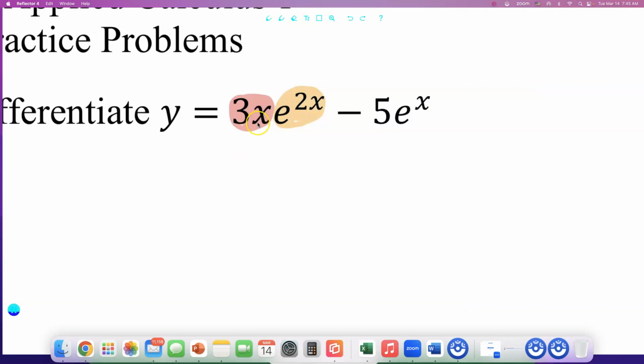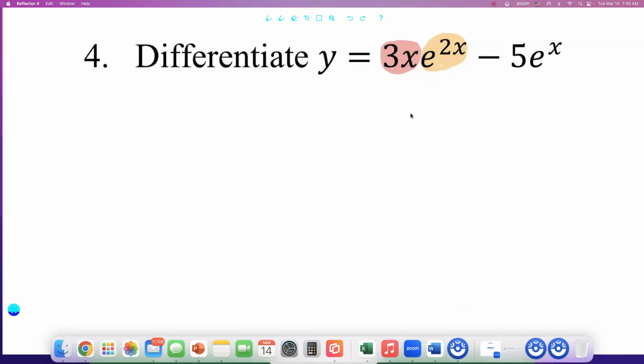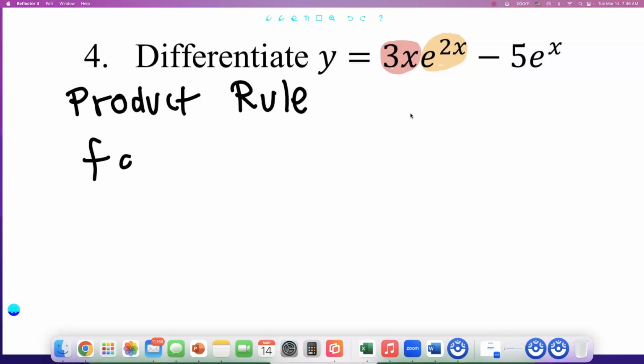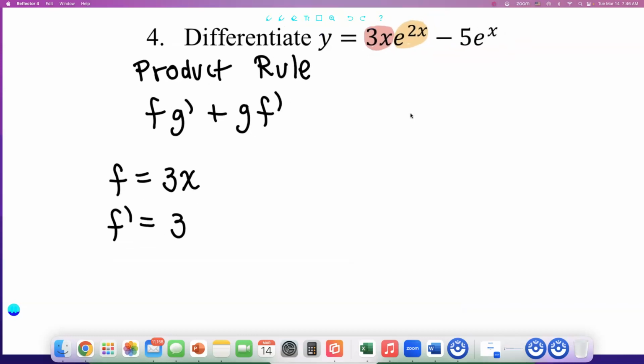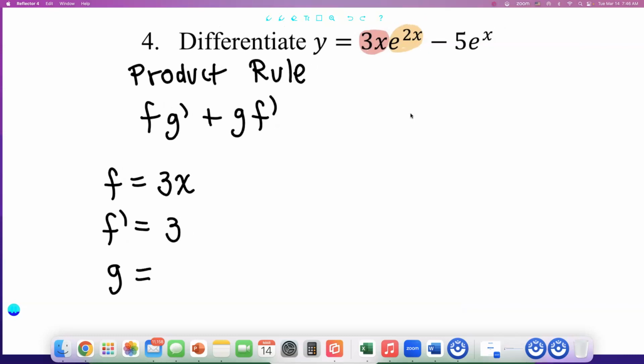So I'll do this red times orange first, and then I'll come back and do this one later, okay? So here we go. Let us do a product rule with those red times orange. We use four different pieces, right? First times the derivative of the second plus second times the derivative of the first, okay? Where first is the red that we're multiplying first, 3x. What is the derivative of 3x? Just 3. Now, g is the second piece of the multiplication, which is e raised to the 2x power.